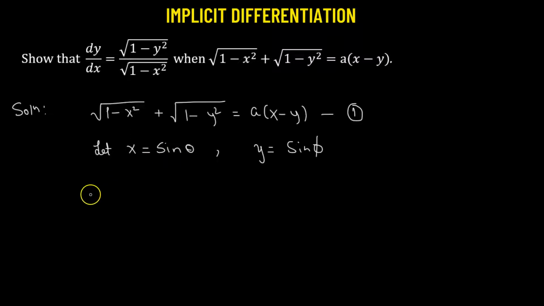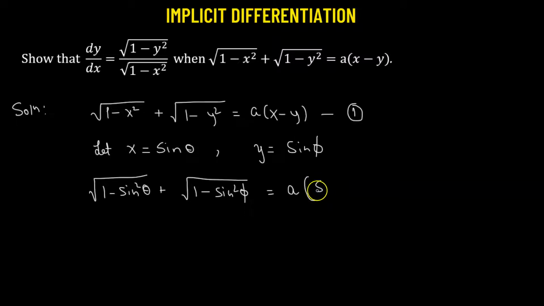Now we'll substitute this value into equation number 1 to get square root of 1 minus sine squared theta plus square root of 1 minus y squared. So that means square root of 1 minus sine squared phi. So this value will be equal to a times x minus y. So that means we have sine theta minus sine phi.